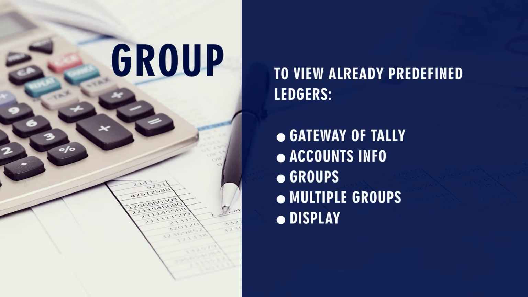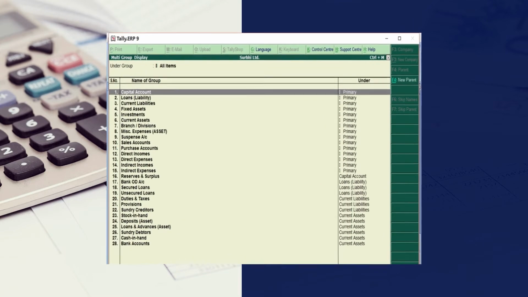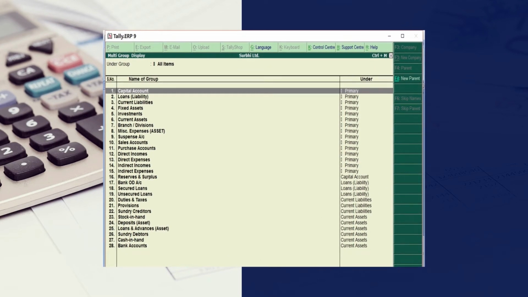To view these predefined groups, let us go to the gateway of Tally again. Then we will go to account info. Within account info, you will click the groups. Within groups, there are again 2 options like the single group and the multiple group. Within multiple groups, you will click the display option. Once you click display, the following groups will appear. Now you can very well see that there are 28 groups which are already existing in the Tally software.